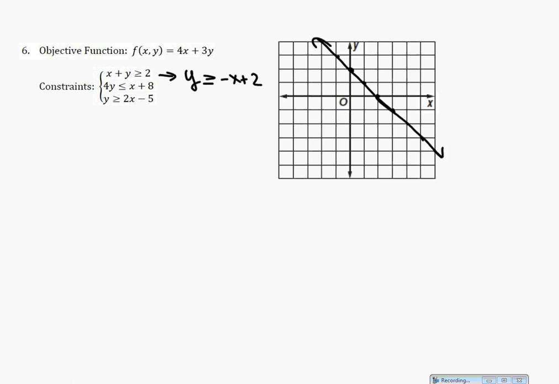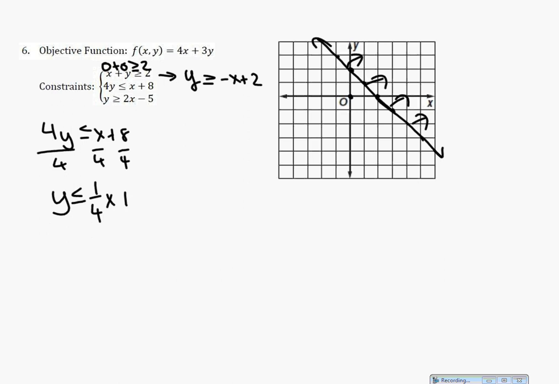Get a good line there. Does 0, 0 work? Well, if I put it in here, is 0 plus 0 greater than 2? No. 0, 0 doesn't work. Shade away from that. All right, so I'm testing 0, 0. So 4y less than or equal to x plus 8. Divide everything by 4. So y is less than or equal to 1/4 x plus 2.